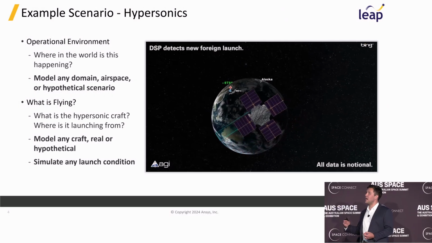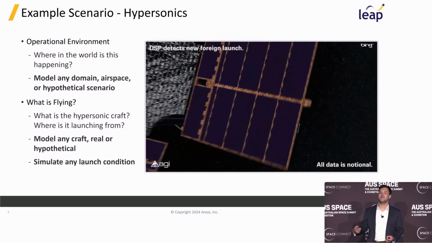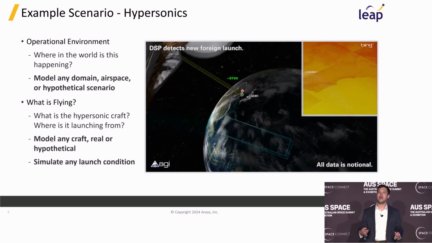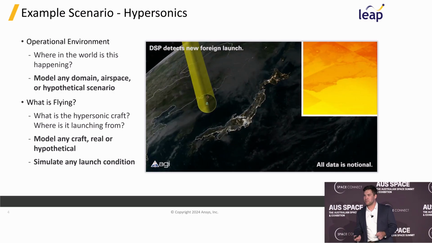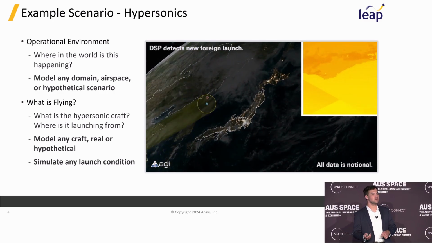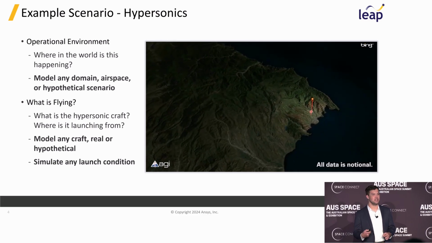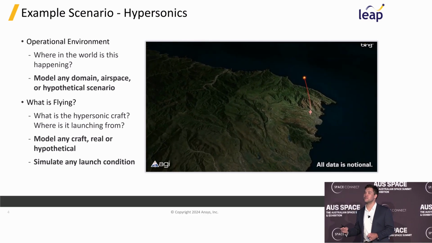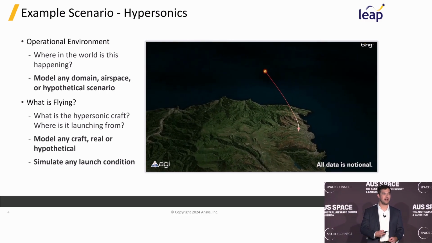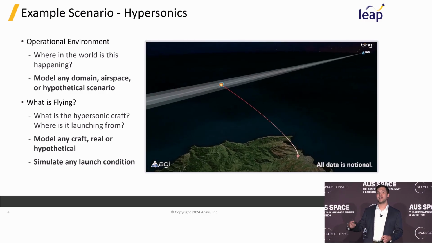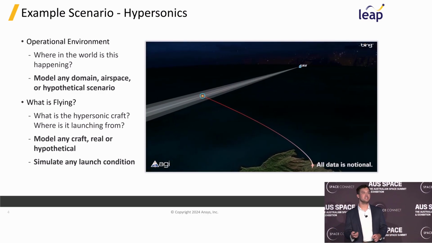For a hypersonics hypothetical case, we first define the operational environment. Where in the world is this happening? Now, the beauty of a digital representation, one that mimics the real world, is we have access to any airspace in the world. Sure, we can recreate a test flight that we flew in Western Australia, but we can also mimic a hypothetical case in an airspace that we simply do not have access to in the real world, and we can better plan for those what-if scenarios.